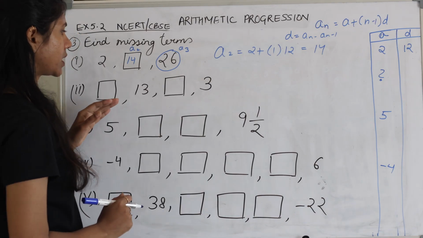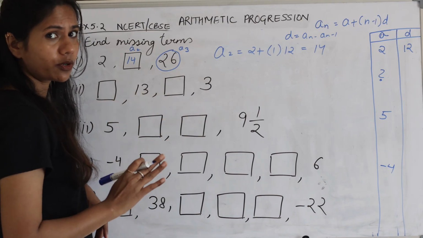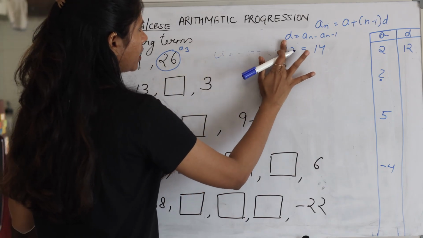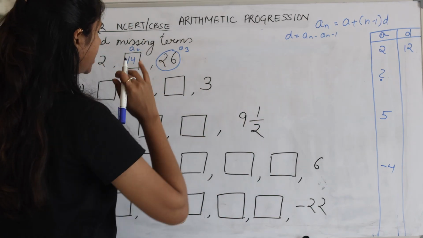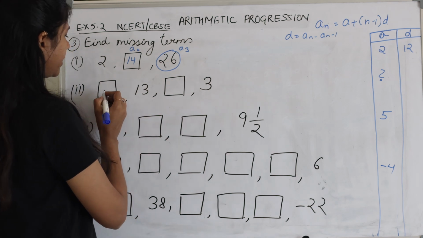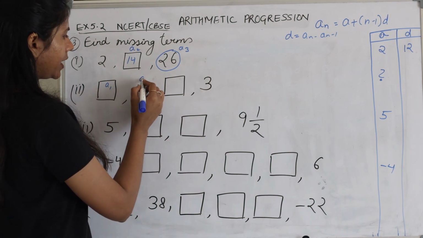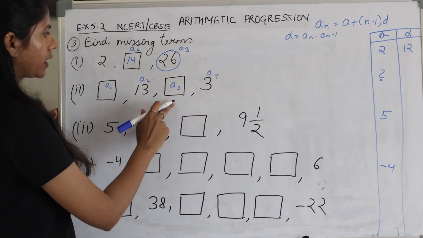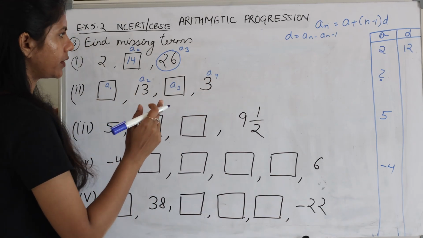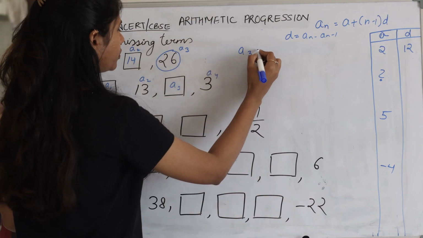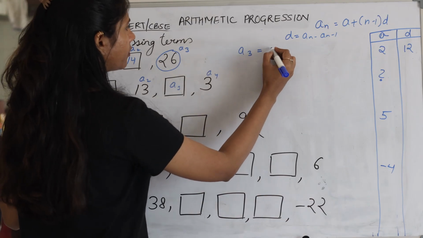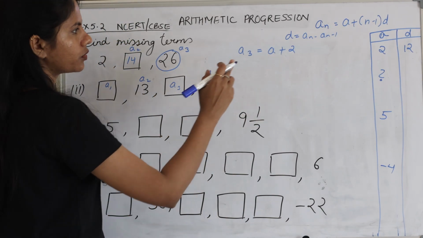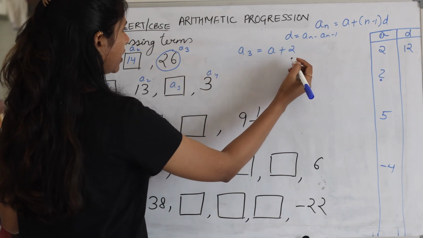Now for this one, we don't have a and we don't have d. Let's see how we will do it. I'm erasing the previous one since we did it. So this is a1, this is a2, this is a3, this is a4. First we'll see for a3. a3 equals a, which we don't have, plus n minus 1. n is 3, so 3 minus 1 is 2. And what is d here?